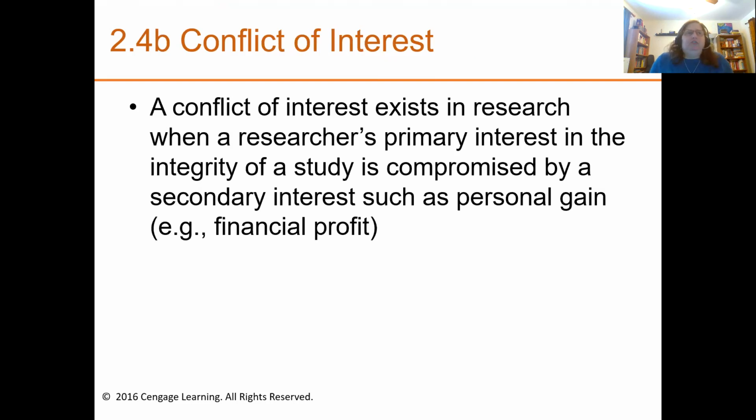A conflict of interest exists in research when a researcher's primary interest in the integrity of a study is compromised by a secondary interest, such as personal gain, like financial profit. And we talked about this in pharmaceutical studies, for example, right? Pharmaceutical companies sometimes really want to just hear that their drug works well. They may not be as open to hearing other things. And they often pay their researchers. So that's a conflict of interest right there.